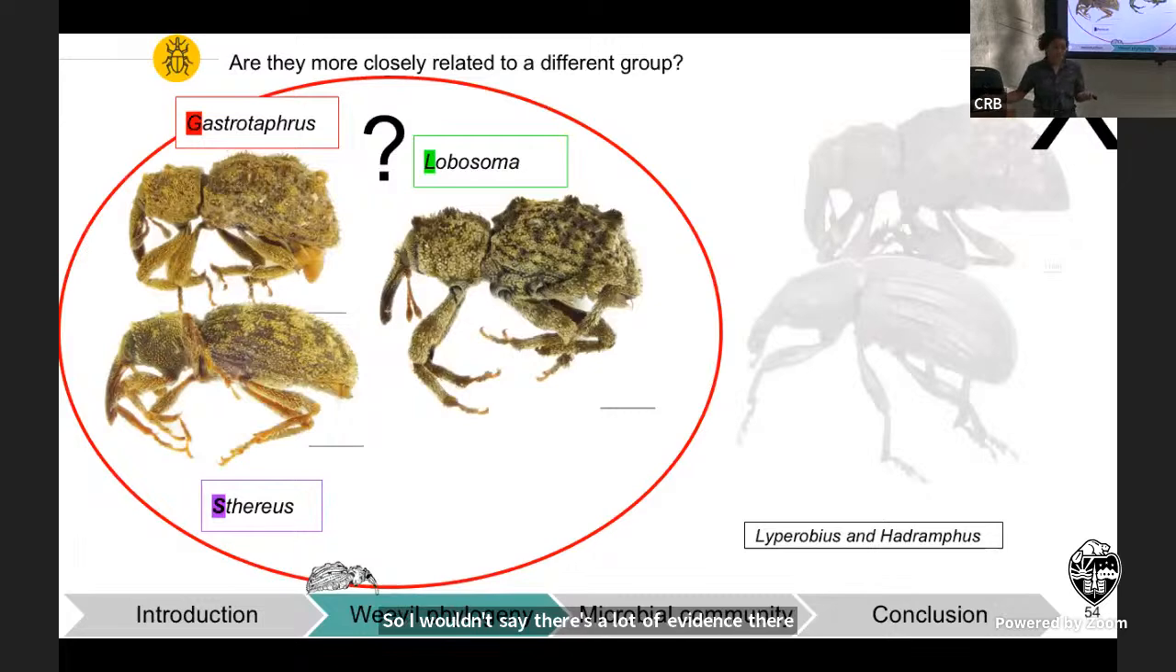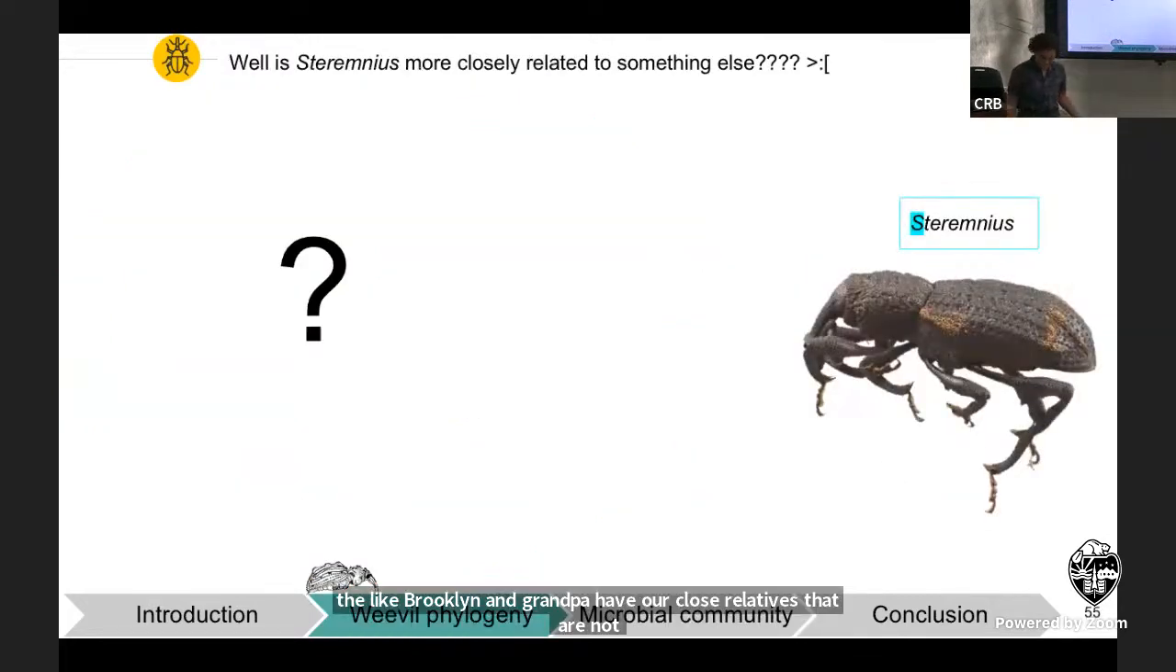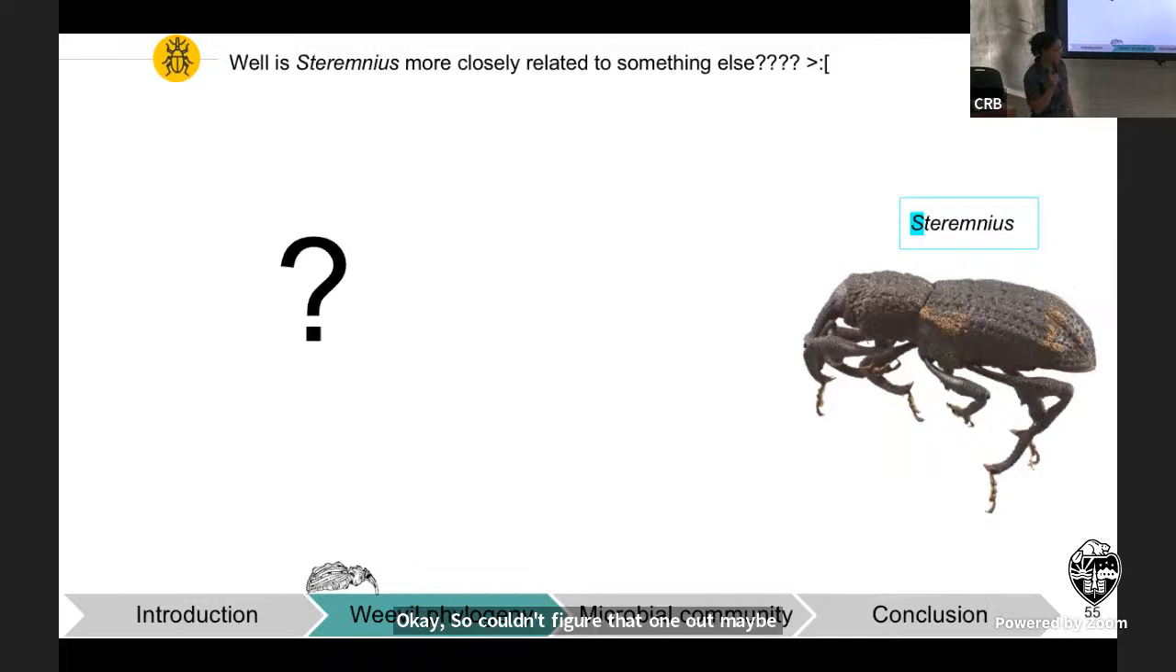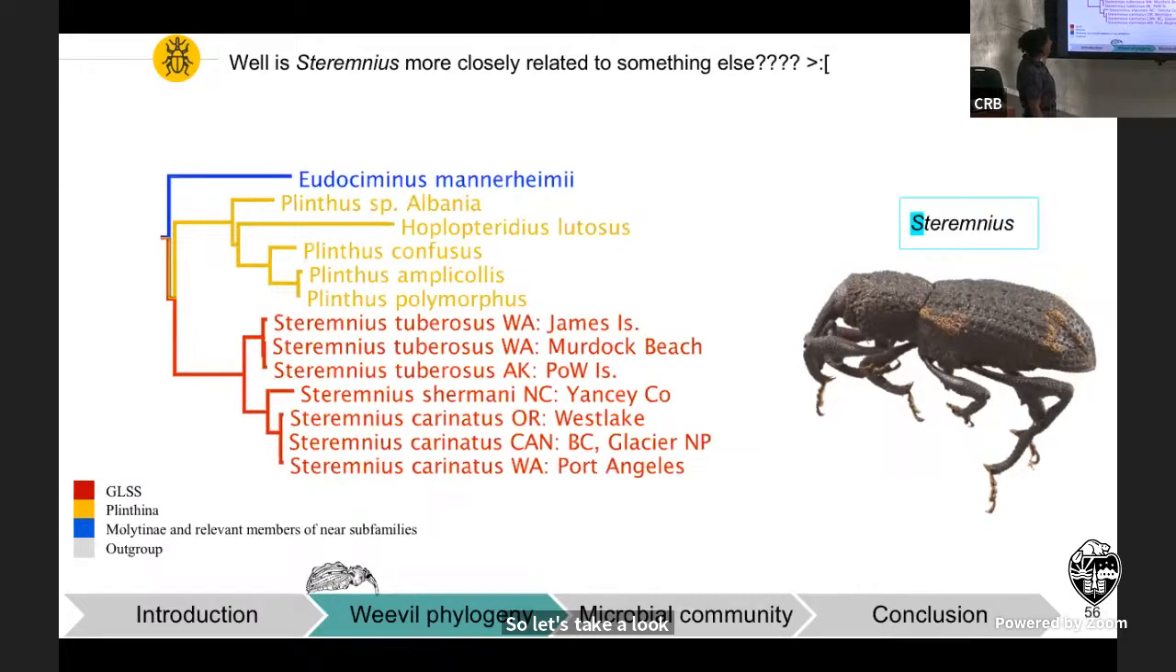There's also a lot of evidence to suggest that Limerobius and Hydrampus have other close relatives that are not Gastrotraphus lobosoma and Asterias. Okay, so couldn't figure that one out. Maybe Stremnius is more closely related to something else. So let's take a look. Well, in the maximum likelihood tree, Stremnius was more close to something else.